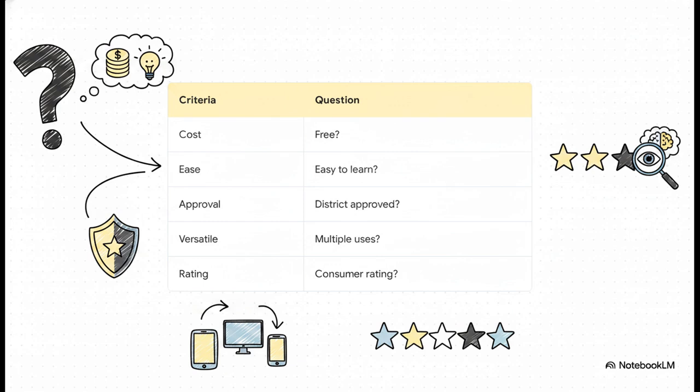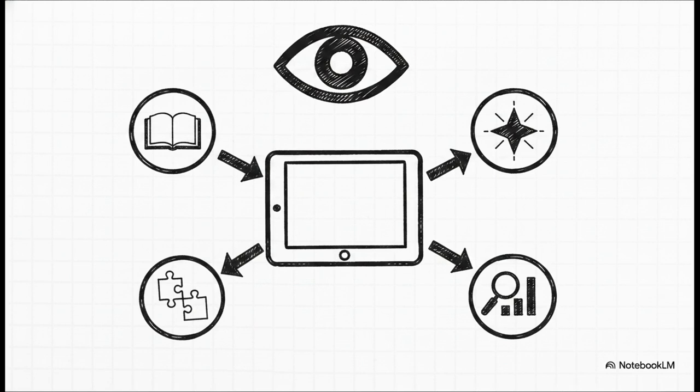What about versatility? Is it applicable to multiple different instructional situations, or is it just a one-trick pony? And ultimately, rating. What do the consumer ratings say, and more importantly, what is your own professional judgment about its true usefulness? Because beyond the logistics of cost and district approval, you have to look deeply at the instructional design.